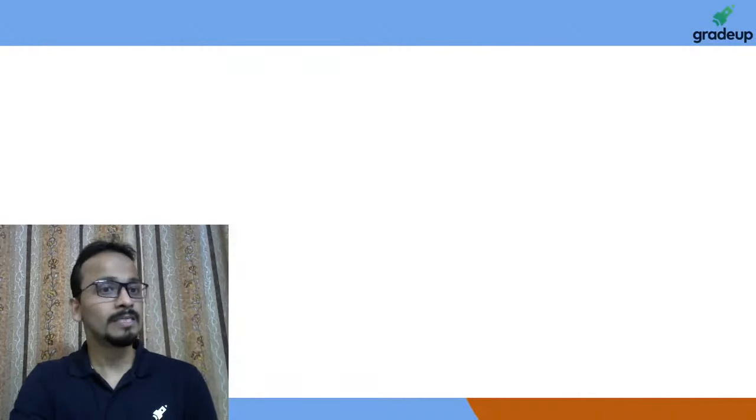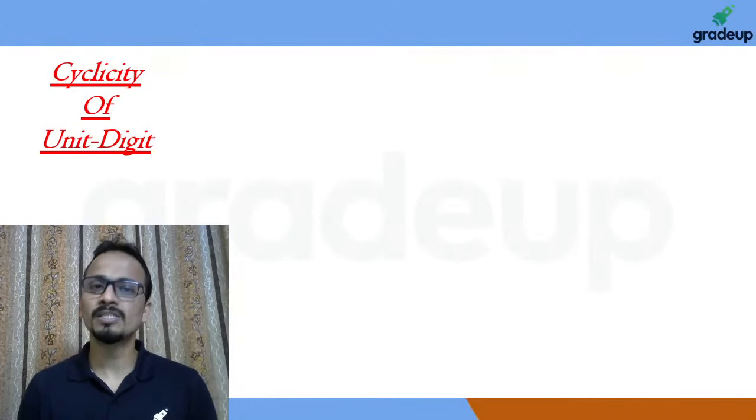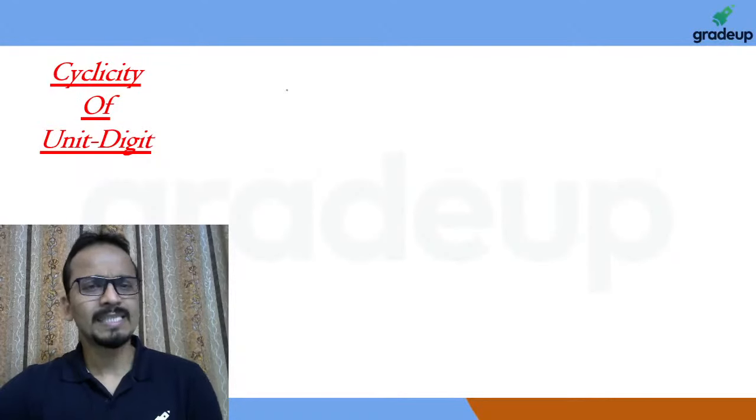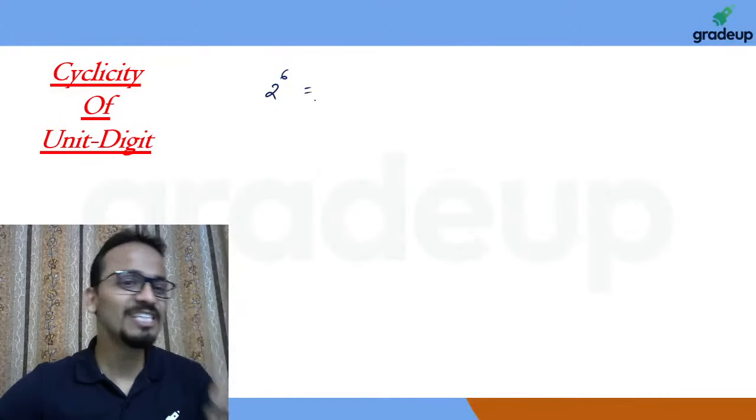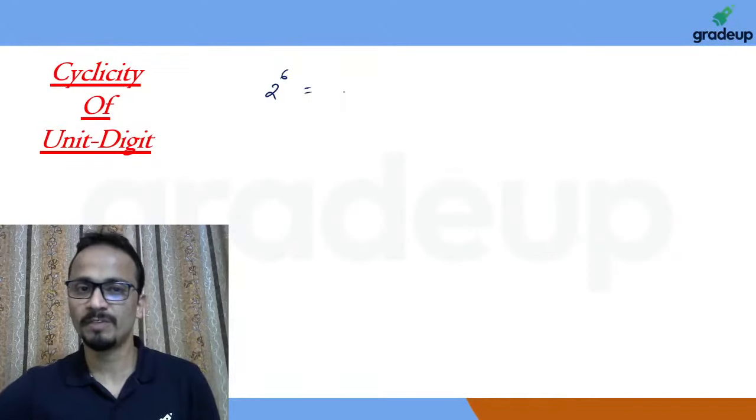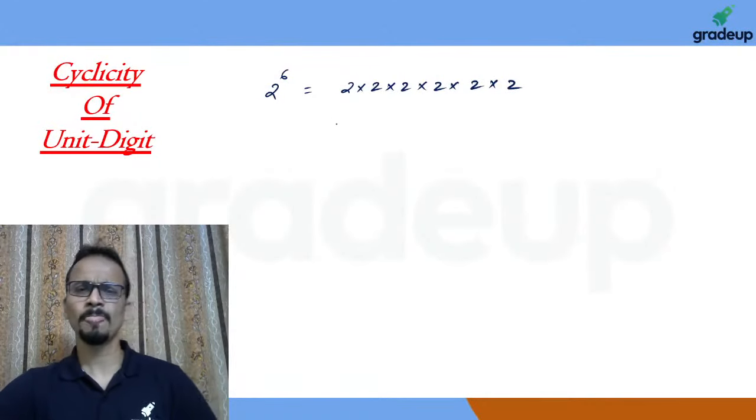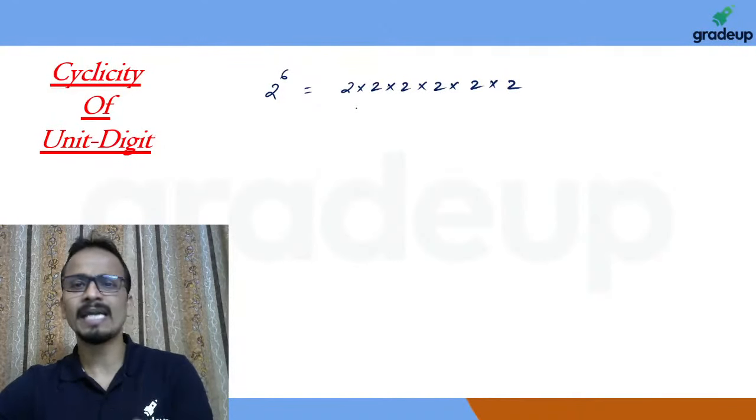Now, the things are not that simple when you are considering the powers of some numbers. Let's say the number is 2 raised to the power 6. Right now I'm considering a very small base and a very small power. Now, 2 raised to power 6 is 2 into 2 into 2, written 6 times. So 2 multiplied by 2, how many times? 6 times.